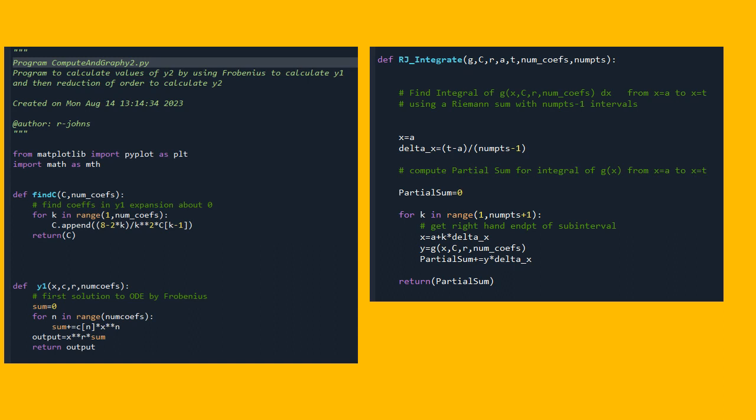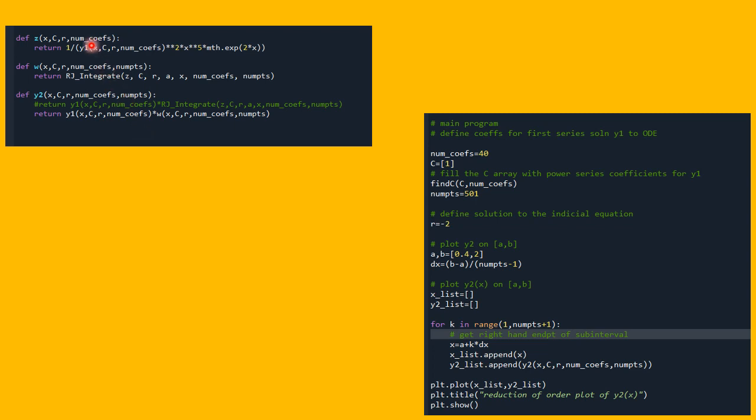Here are a few more functions that correspond to the notation that we used on previous slides. We define the function z the way that we defined it before. We define w to be basically the integral of z, and we define y2 to be y1 times w.